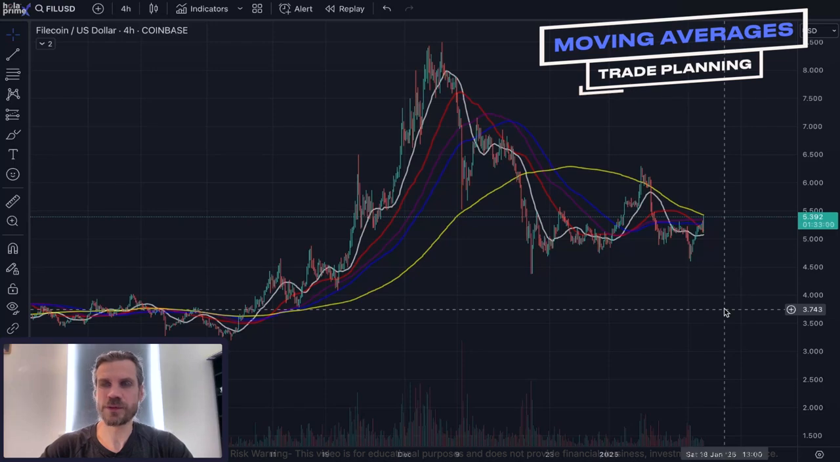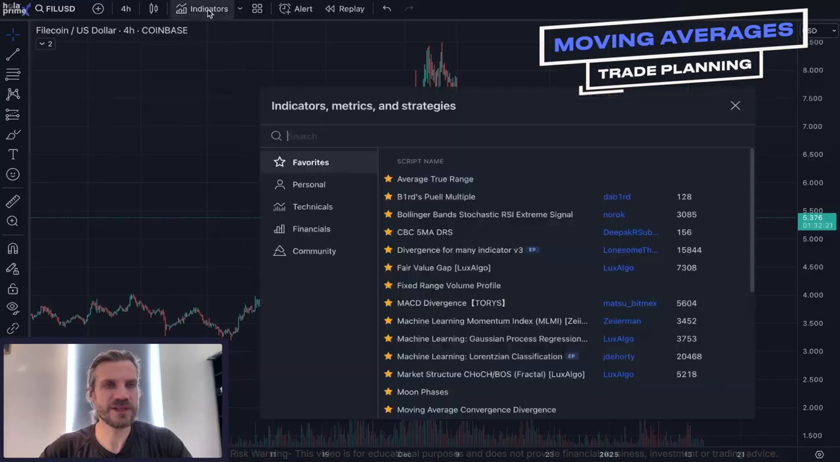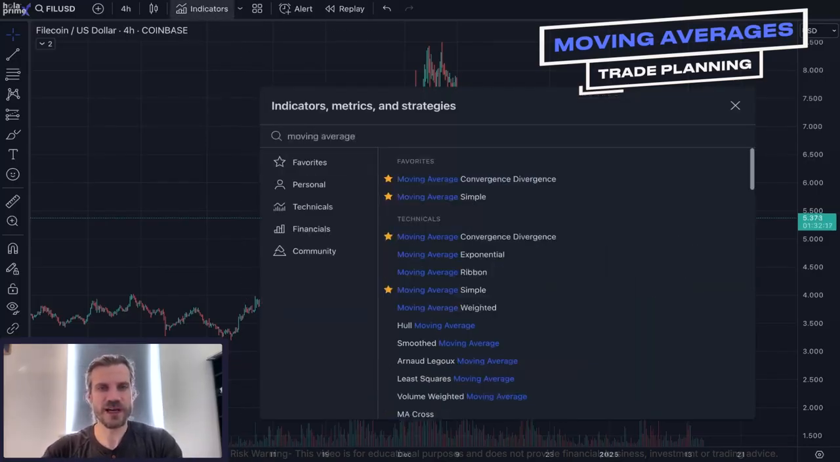So how do we incorporate moving averages into our trade planning? So let's just dig in a little bit. Obviously, there are plenty of moving average indicators to choose from. You can just type in moving average and some of TradingView's free ones will turn up.